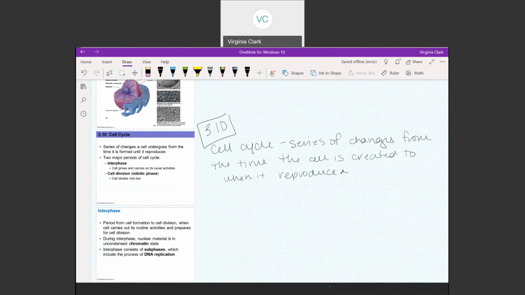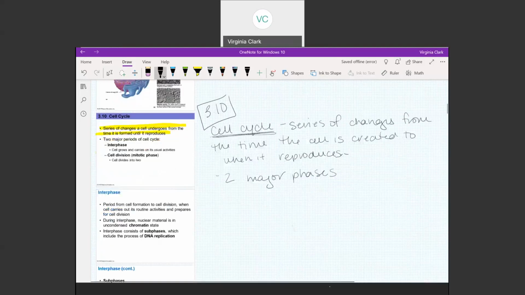Cells are created and then cells reproduce or divide. So the cell cycle is going to be a series of changes that happen from creation to reproduction. So that is the definition for that guy. There are 2 major phases. One of these phases has a lot of parts, so we're going to talk through that. 2 major phases to the cell cycle.